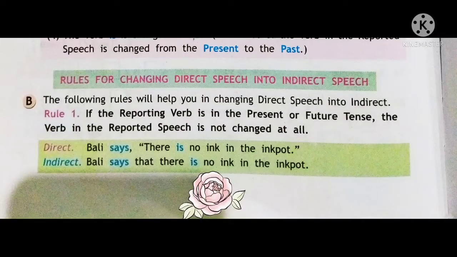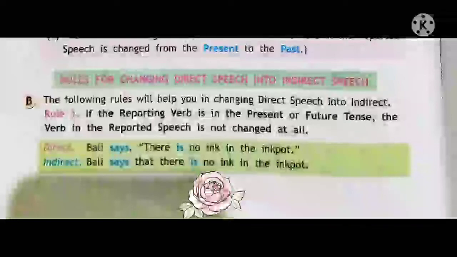Rule number 1. If the reporting verb is in the present or future tense, the verb in the reported speech is not changed at all. Through an example you can understand that. Direct speech: Bali says there is no ink in the ink pot. When you change it into indirect speech, it will become: Bali says that there is no ink in the ink pot. Here you can notice the reporting verb is in the present tense, so the verb in the reported speech will not change at all.